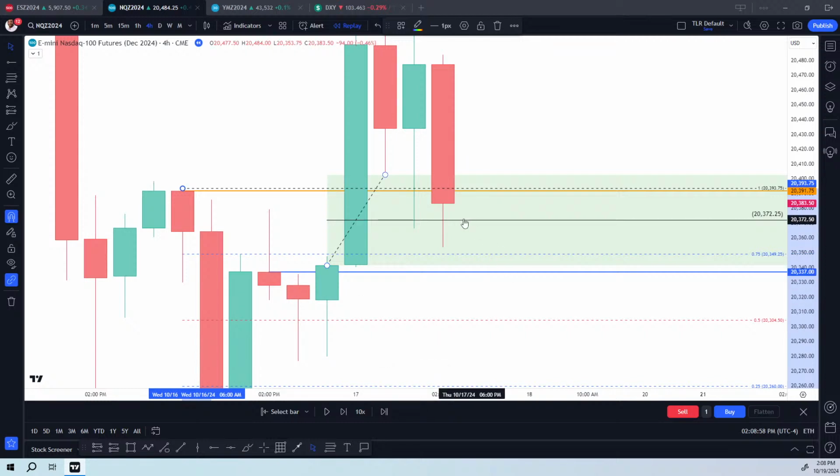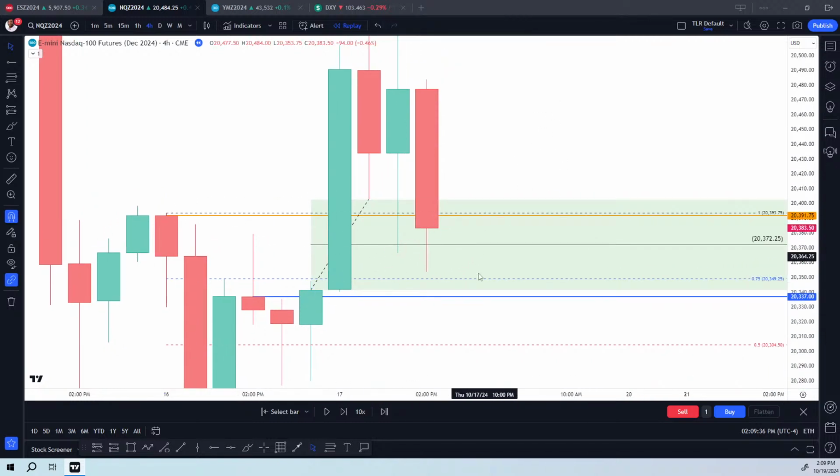Now, there are two more that we don't have marked out at this point right here. What are those two points that we're going to be watching that we want to see price respect on a closing basis? There are two more discount PD arrays that we want to see price respect on a closing basis for this buy program to be intact, to show that it's still intact.